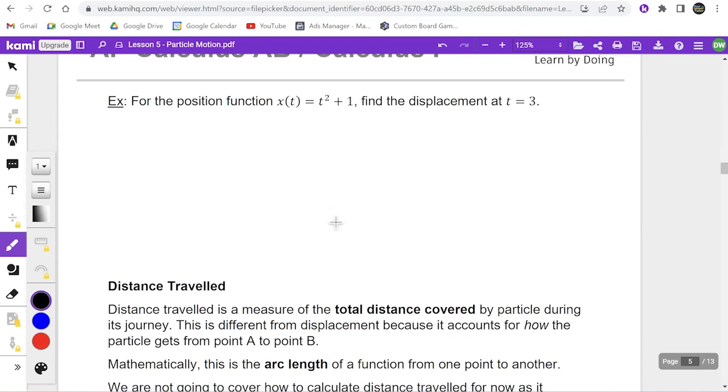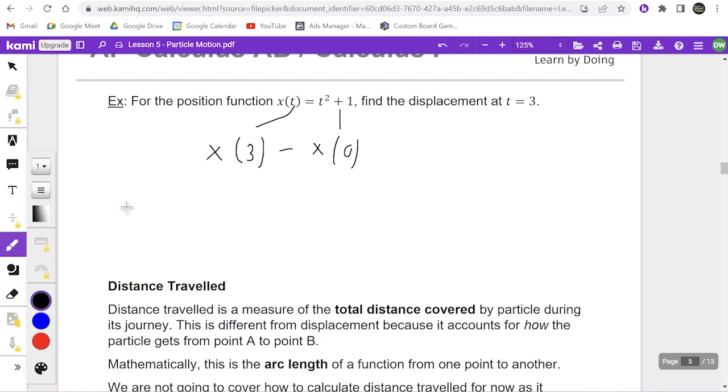So in the next example, for the position function, x of t equals t squared plus 1, find the displacement at t equals 3. Again, very simple. We're doing x of 3 minus x of 0 because we're assuming 0 is the starting point, like you should. So all you need to do is plug in 3 into the original function and then subtract when you plug in 0 into the original function. Notice, displacement, no derivatives. This is just the original function.